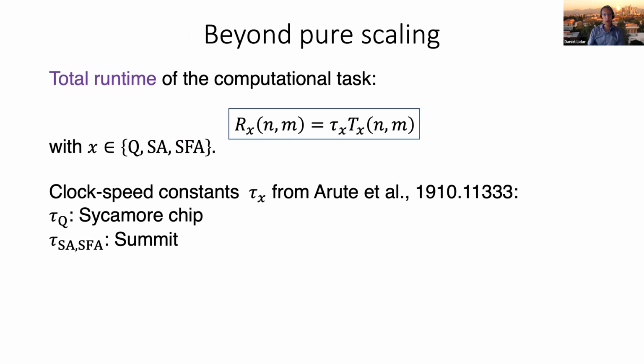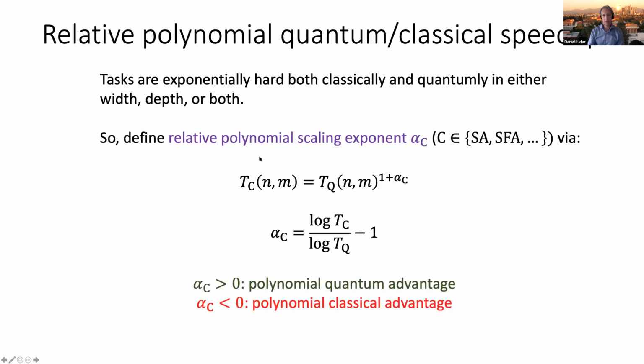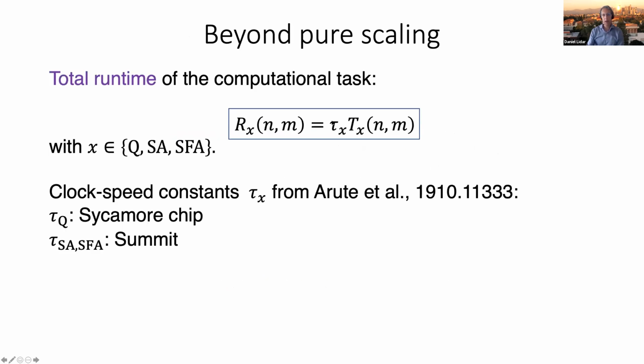Now, we should also account for the actual clock speed constants if we're going to make a complete comparison. So the total runtime is the t from the previous slide multiplied by the clock time. And that could be either the clock time associated with the Sycamore chip or that associated with running things on Summit or any other classical computer. The actual numbers that we used in our analysis came from Sycamore and from Summit.